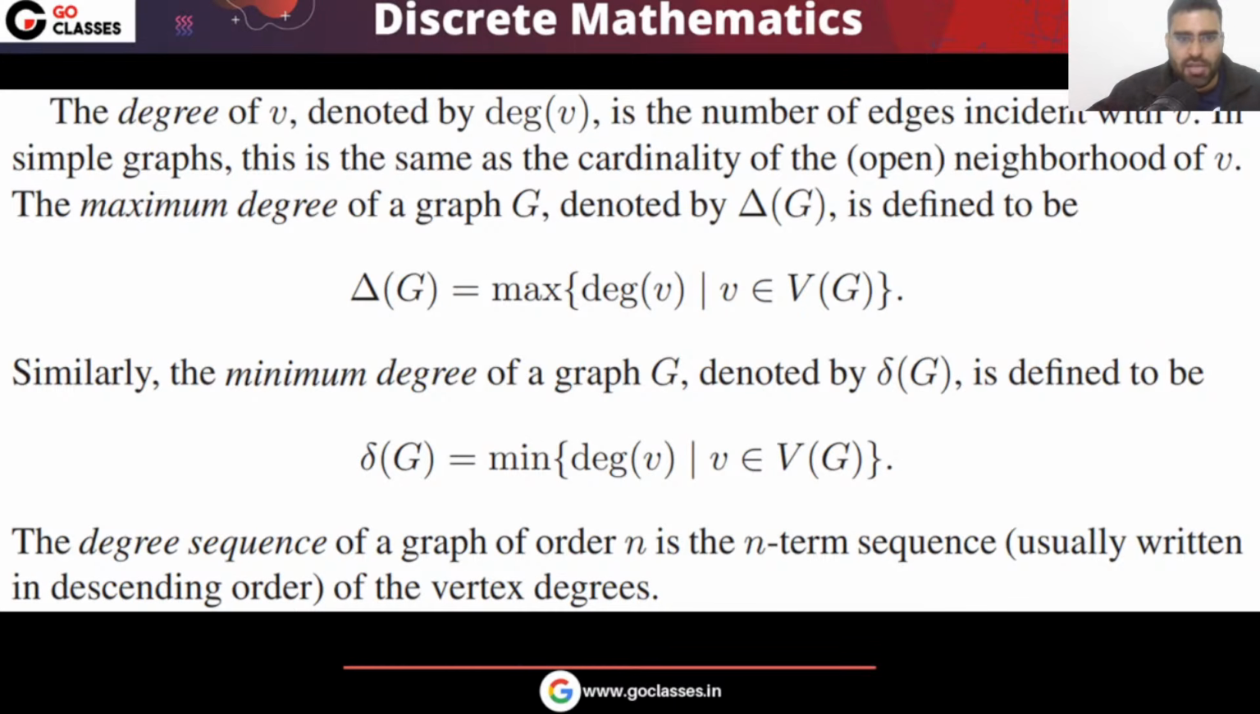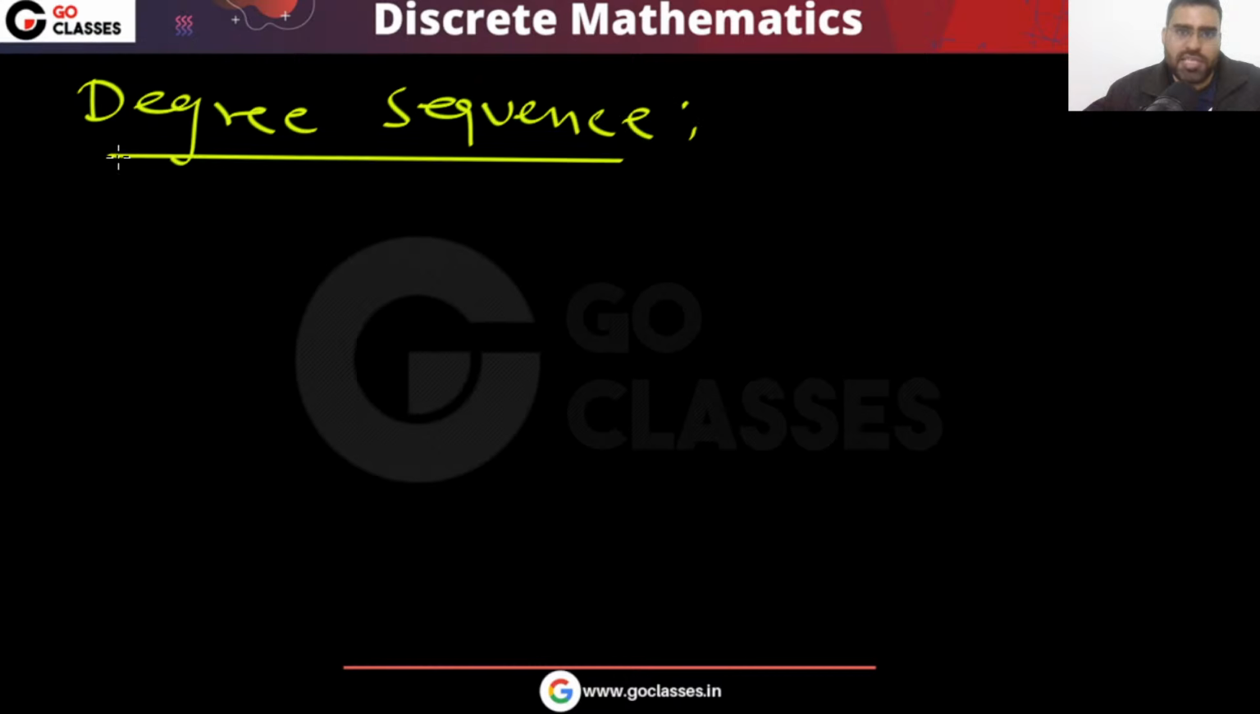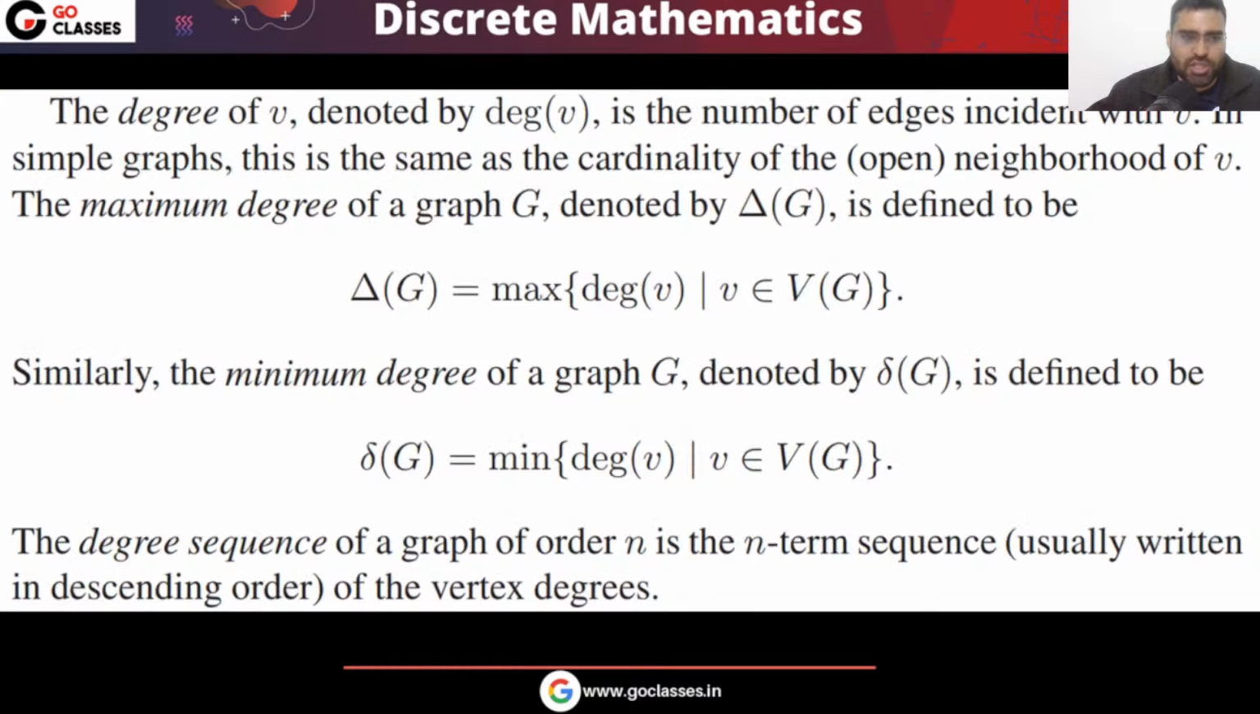Very simple. Now let's see another concept, that is degree sequence. What is degree sequence? Degree sequence is basically a sequence of degrees, sequence of vertex degrees. By default we write it in the decreasing order, the descending order.